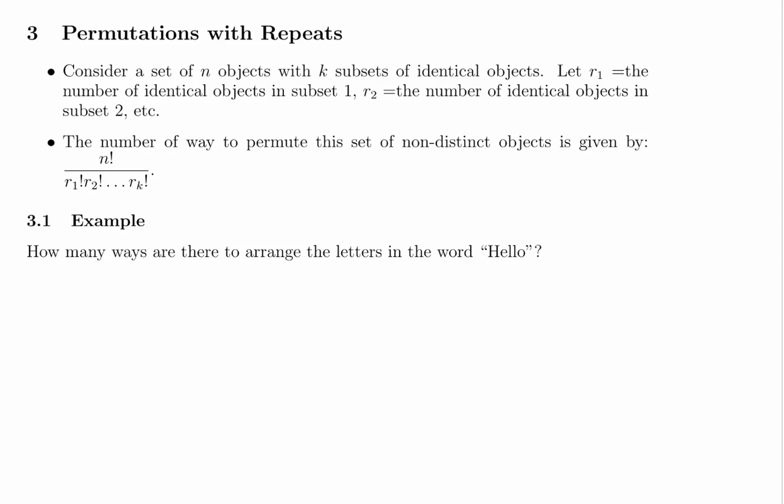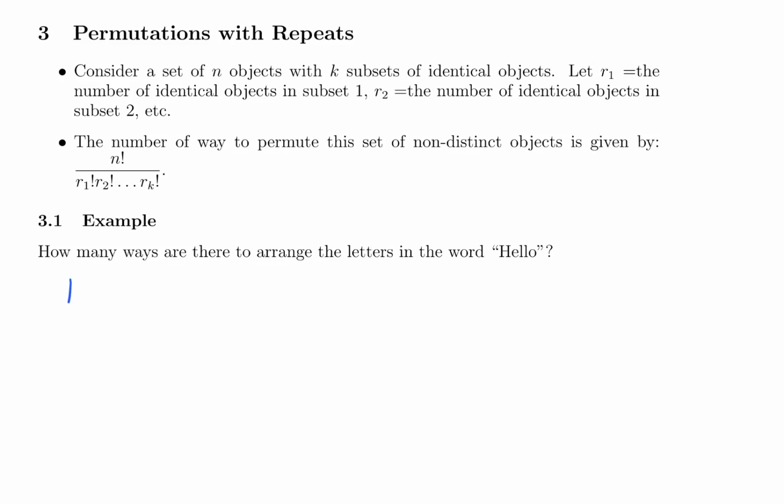All right, let's consider a permutation if we do have repeated objects. So if we have a set of n objects and there are k identical objects. A classic example of this would be a word that has repeated letters. So we're going to look at an example with hello. Hello has different letters H, E, L, and O.